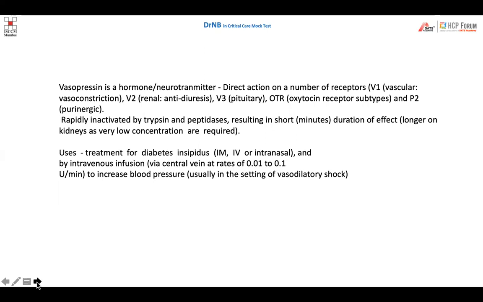Uses: it is useful in cases of diabetes insipidus, where it can be given IM, IV, or even intranasal. It can be given as an IV infusion to increase the blood pressure in cases of vasodilatory shock, at the rate of 0.01 to 0.1 units per minute.